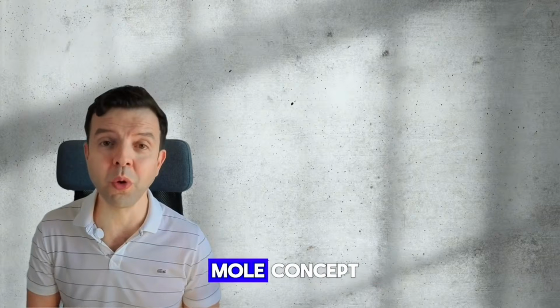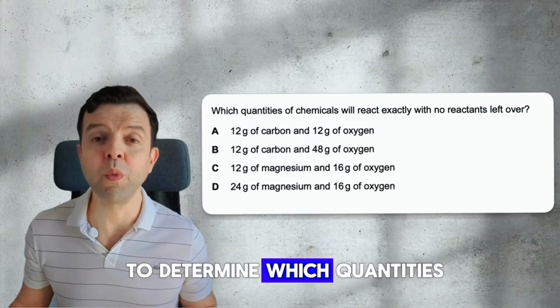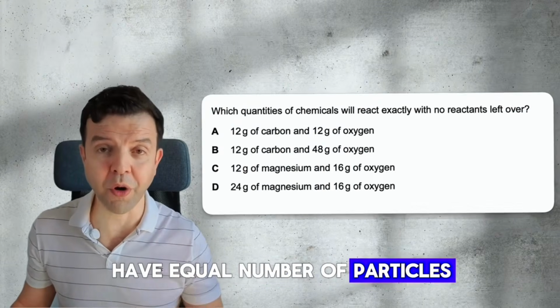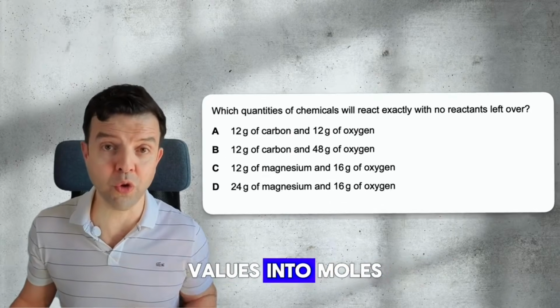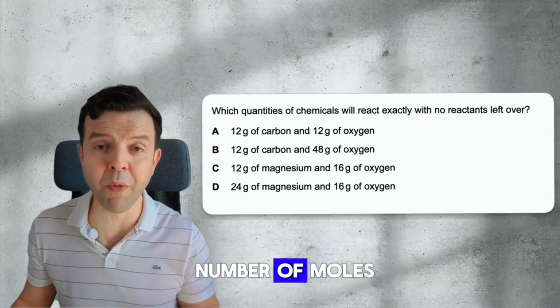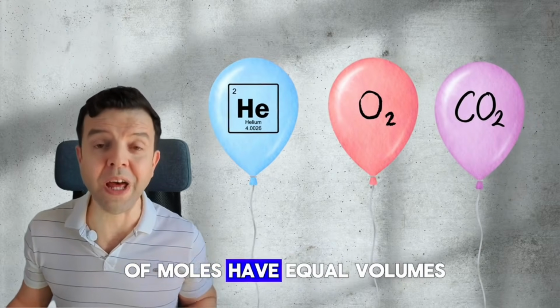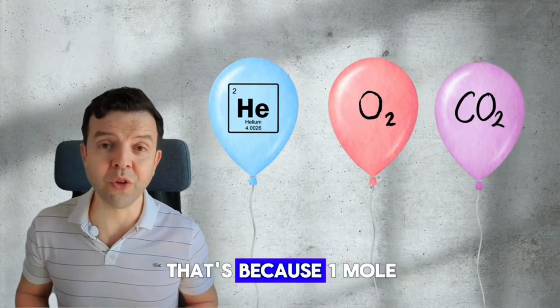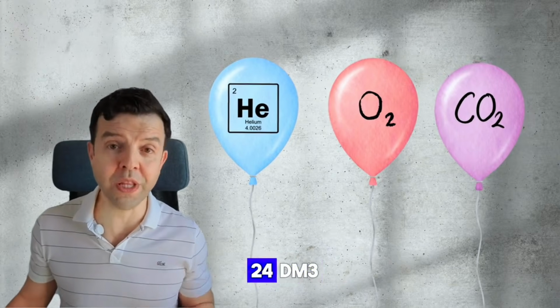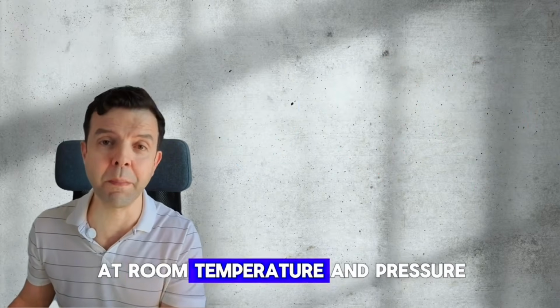Moving now to the mole concept. When you've been asked to determine which quantities have equal number of particles, you need to convert these values into moles. Particles with the same number of moles have the same number of particles. Gases with equal number of moles have equal volumes. That's because 1 mole of any gas occupies 24 dm cubed at room temperature and pressure.